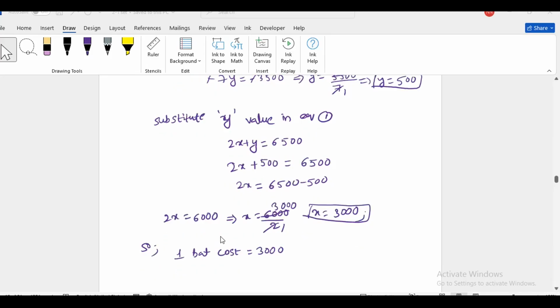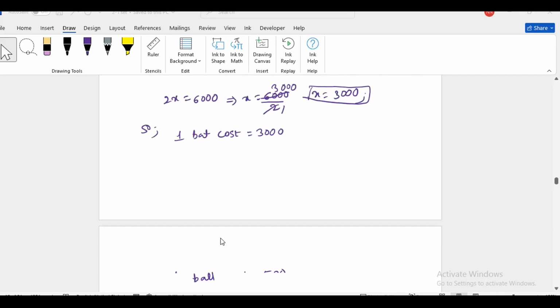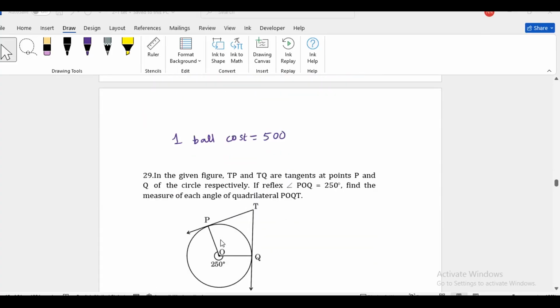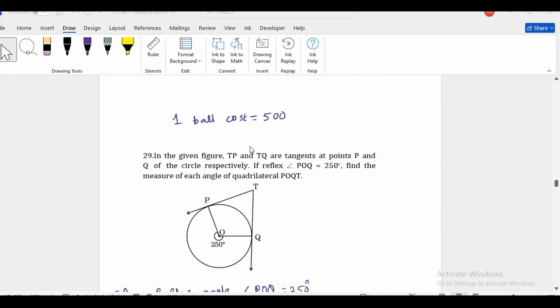So one bat costs 3,000 and a ball costs 500. Next, in the given figure, TP and TQ are tangents at points P and Q of the circle respectively. If reflex angle POQ is equal to 250 degrees, find the measure of each angle of quadrilateral POQT.